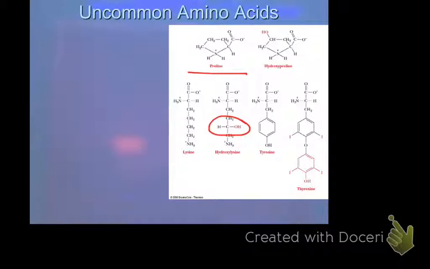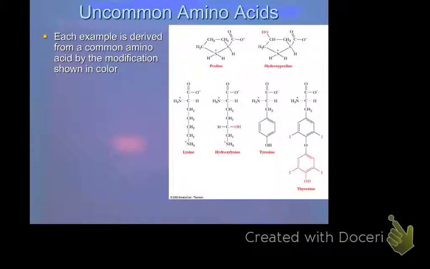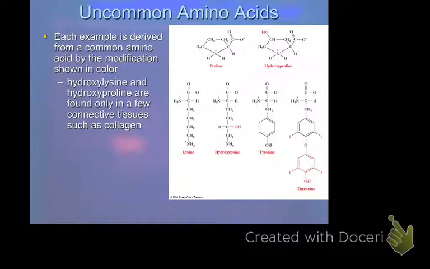Then you get thyroxine from tyrosine, which is highly iodinated. So it has a lot of iodines on it. Okay, so that's also important. These are just some of the examples. So the reason why, oops, let me go back. Hydroxylysine and hydroxyproline are important.